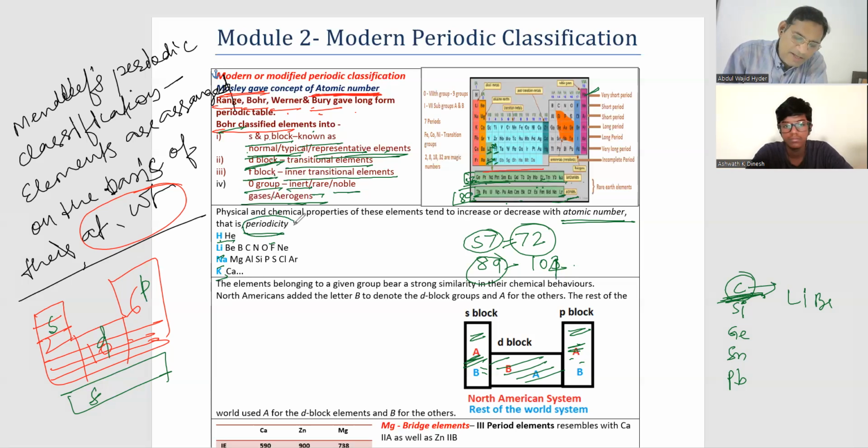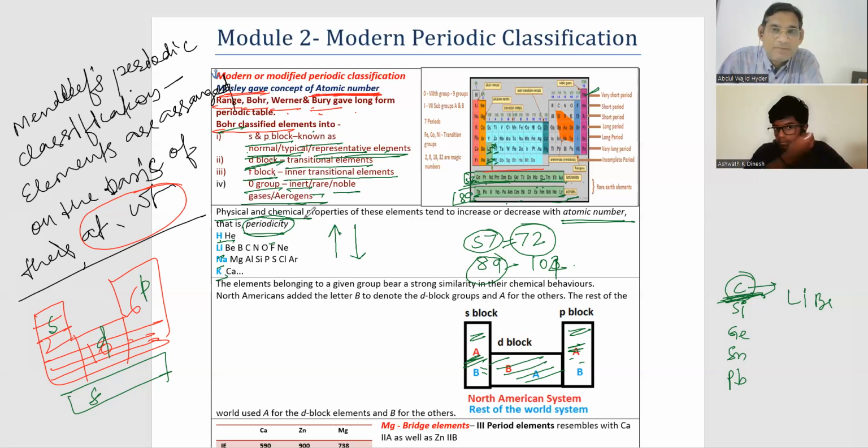What's the meaning of periodicity? Periodicity means a regular increase or regular decrease, a regular trend, that is called periodicity. So there will be periodicity in their physiochemical properties. Physiochemical properties means physical and chemical properties. Since there is periodicity in these properties, these properties are called periodic properties. Periodic properties means physiochemical properties, that is, physical and chemical properties. Once this modern periodic classification gets over, then the second part of this chapter we will be doing, that is called periodic properties.